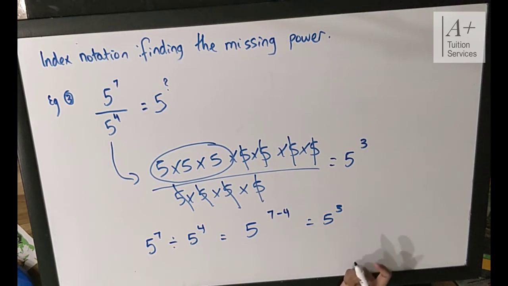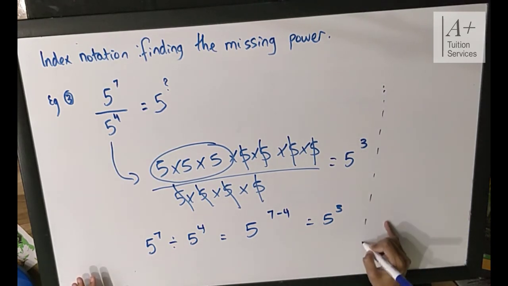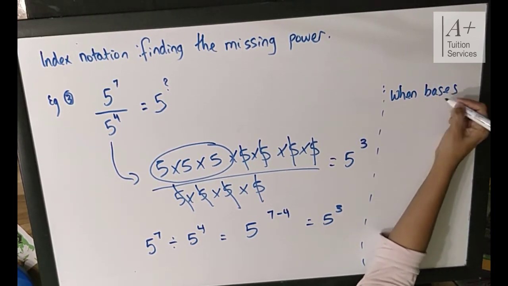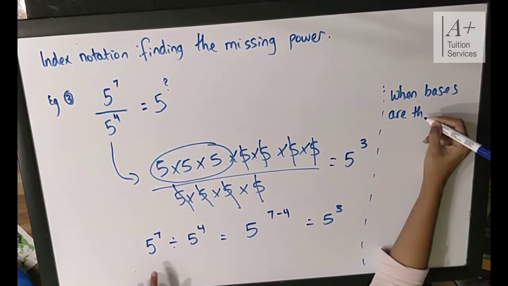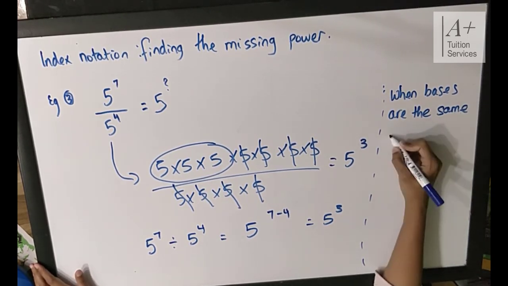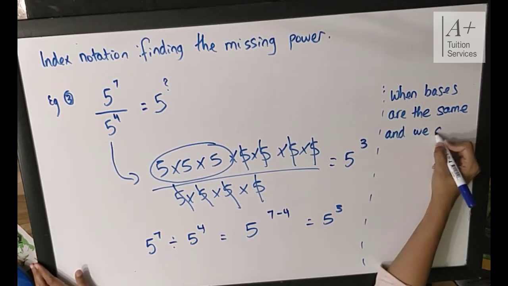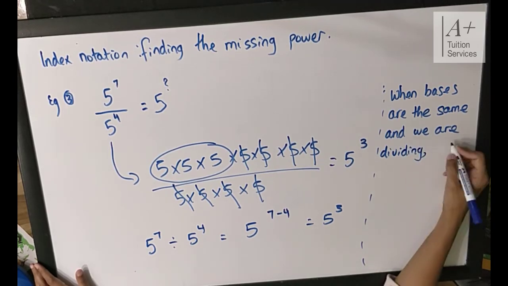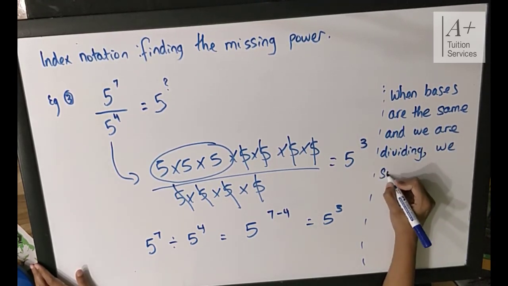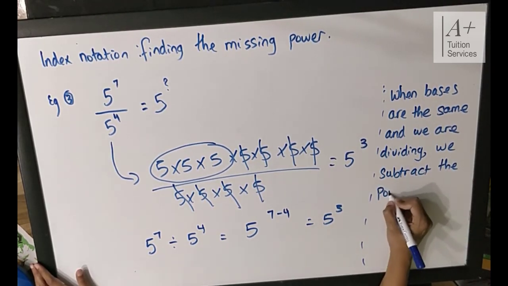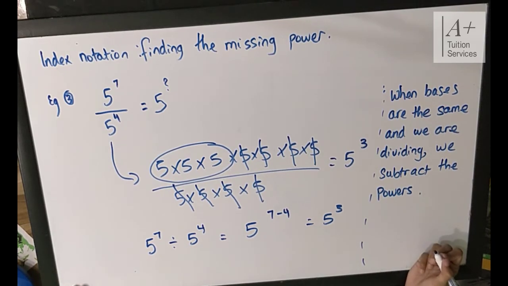So we have a note for this, and I'll write it right here on the side. When bases are the same, and the base is the number, the big number at the bottom, when bases are the same and we are dividing, we subtract the powers, okay? We subtract the powers. So we now have 5.